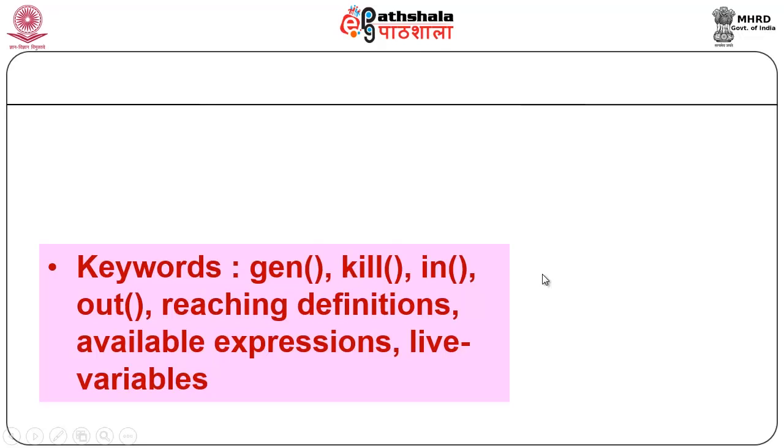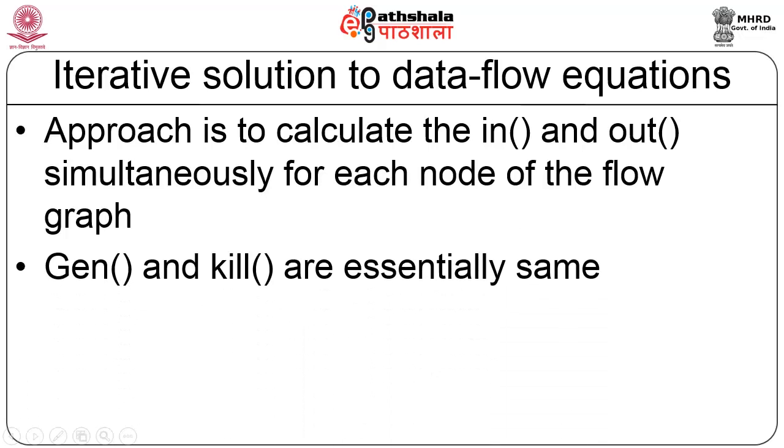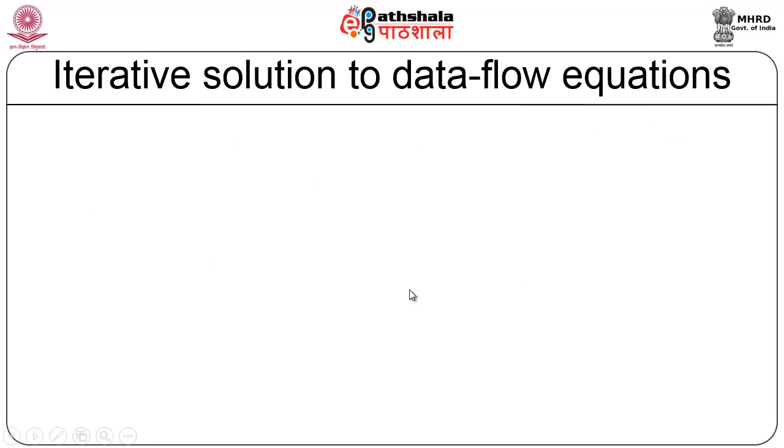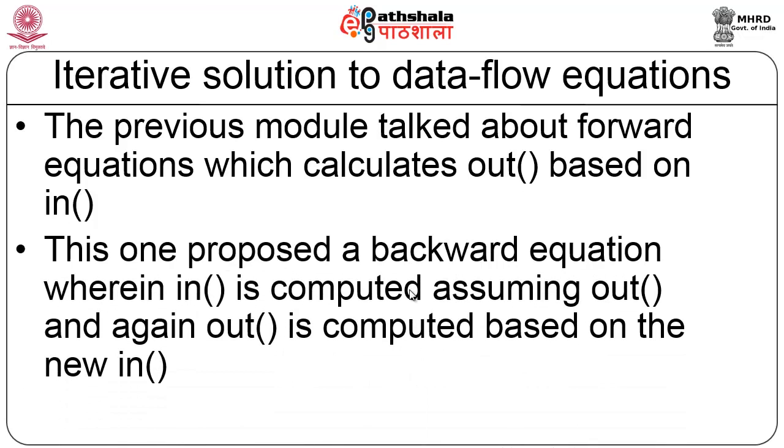equation also. Approach: we already know that there should be a conservative approach, and the approach is to calculate the in and out functions simultaneously for each node of the flow graph, and gen and kill are essentially the same. What a particular definition is being generated and what gets killed is the same. Here our earlier module talked about the forward equations in terms of statement per statement, and here we will talk about it in the context of computing on a block-wise basis.